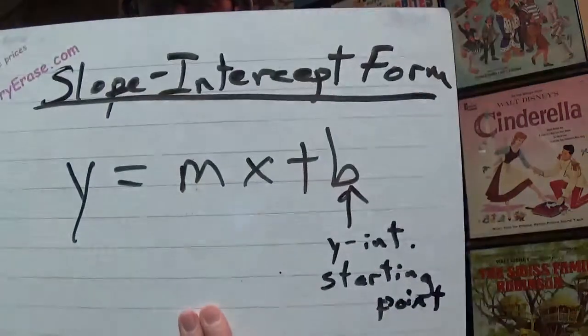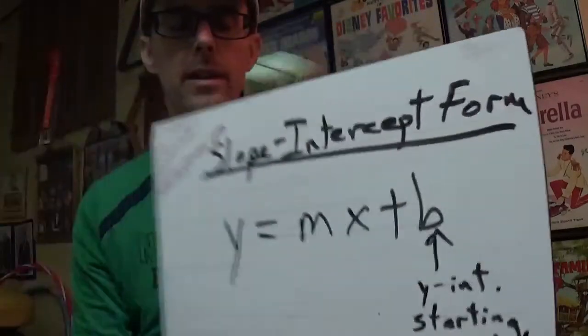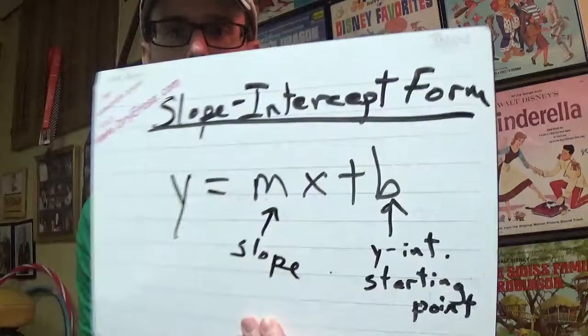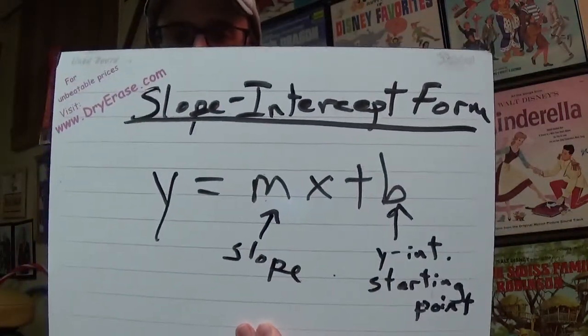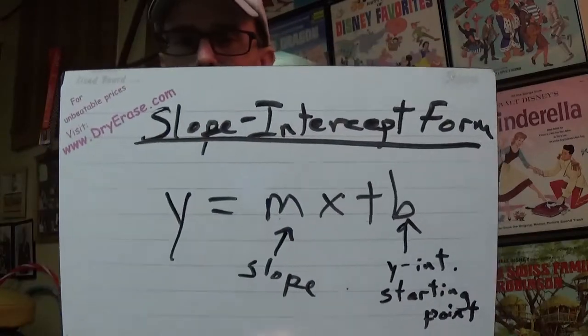So this is the y-intercept or the starting point. Obviously then m, again, is the slope. That's kind of the bare bones of slope-intercept form. So let's jump right into an example.